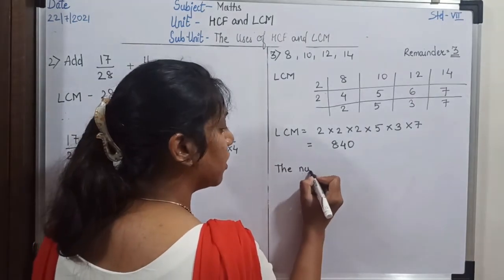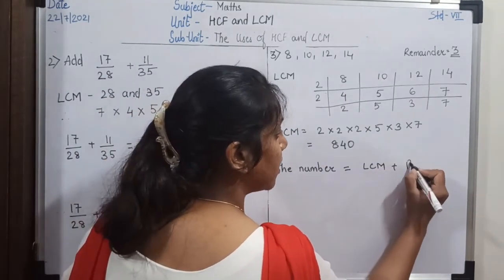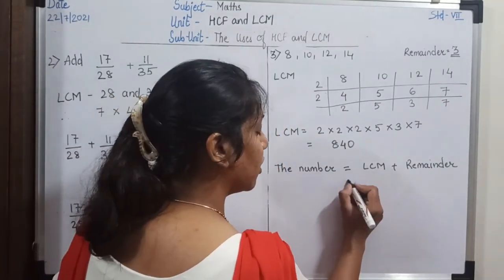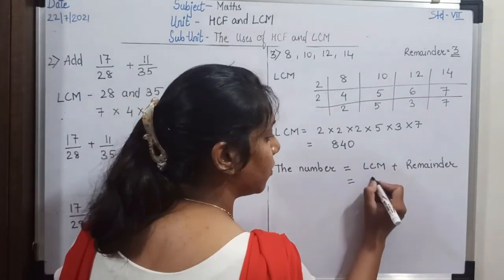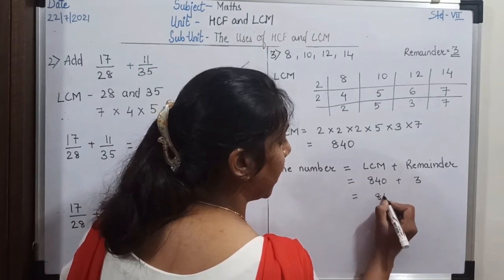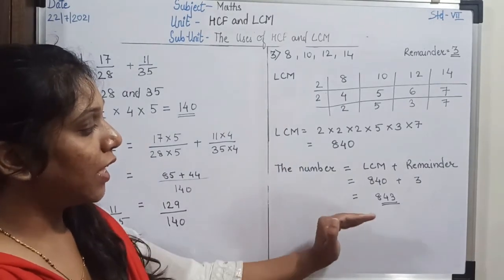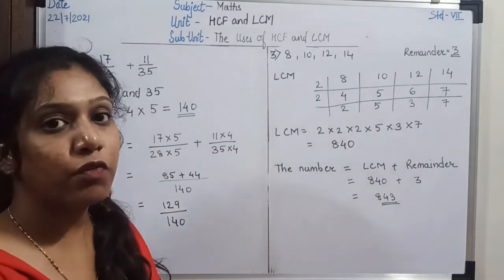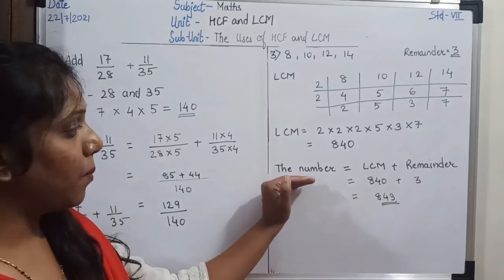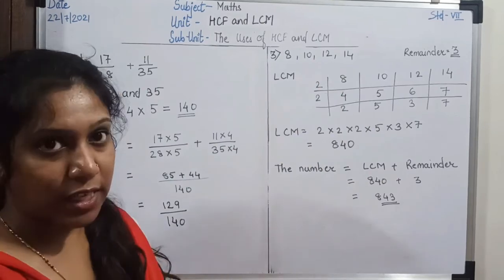So the number is equal to LCM plus remainder. Okay. So we know what is the remainder and we know what is the LCM. So the LCM is 840 and the remainder is 3. So 843. So whenever you divide 843 by these numbers, the remainder will always be 3. This is how you find out that number, if they have given you the divisors. Okay.